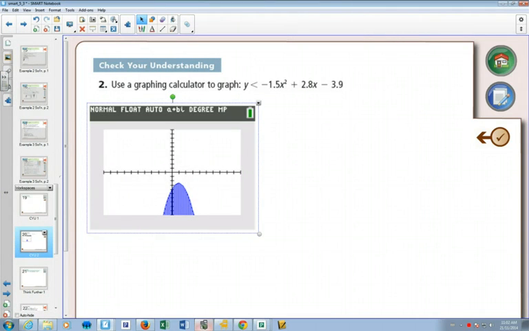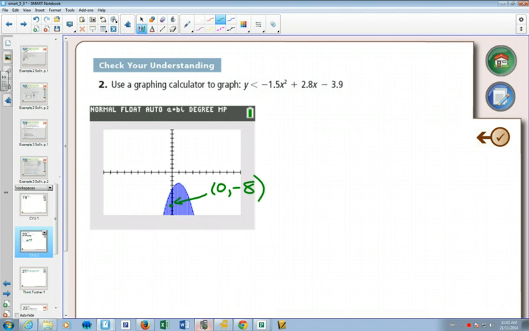So now that we have our graph from the graphing calculator, if I take a point, let's say this one right here, which looks like 0, negative 8, that's a point in the shaded region. That means if I plug in 0 for x and minus 8 for y into my equation, is minus 8 less than minus 3.9? Yes, this is true.